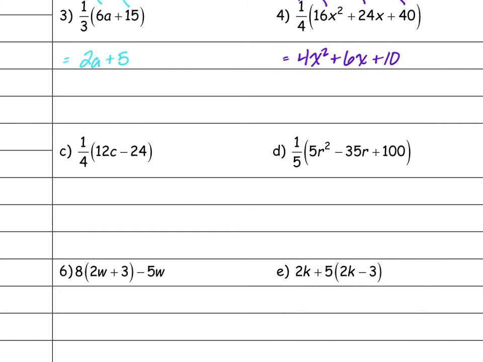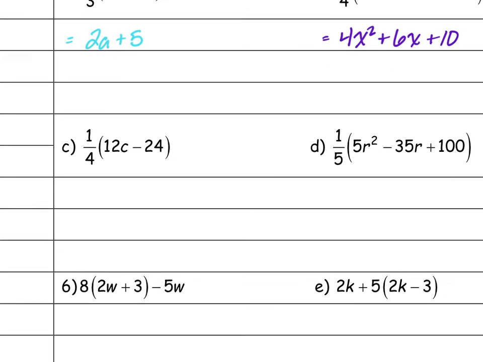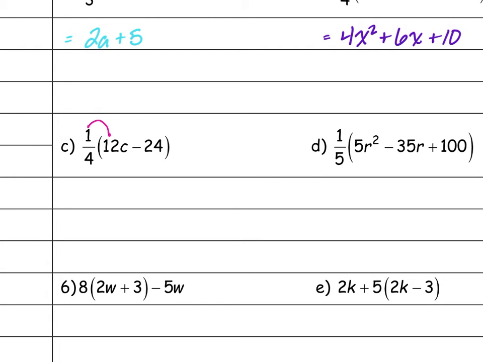Okay, so I think the three of you that put your answers in for this first one got it right. So 1/4 of 12 and 1/4 of 24. 1/4 of 12, oh, there's Monica. 1/4 of 12 is 3c, and 1/4 of 24 is 6, so it would be 3c minus 6.